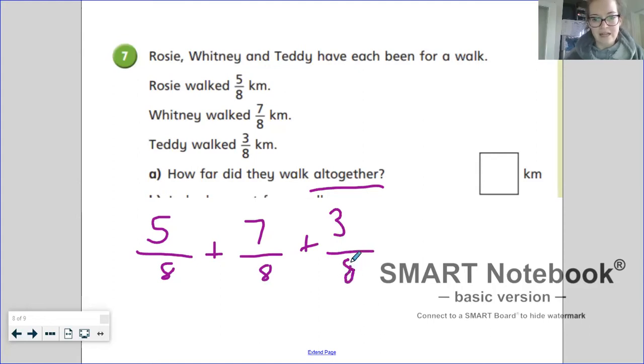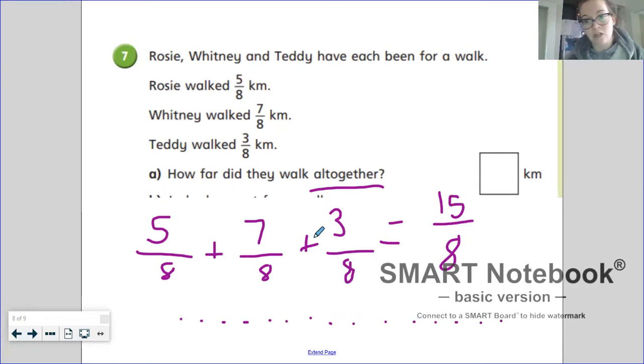And now the first thing I'm going to do is I'm going to know that my eighths stays the same. My denominator stays the same. So let's have a look. 7 add 3 is 10. So I've got add 5 is 15/8. So I know if I had 15/8, 1, 2, 3, 4, 5, 6, 7, 8, 9, 10, 11, 12, 13, 14, 15. So I could say we've done 15/8 of a kilometre, but I could also make that much more simpler.